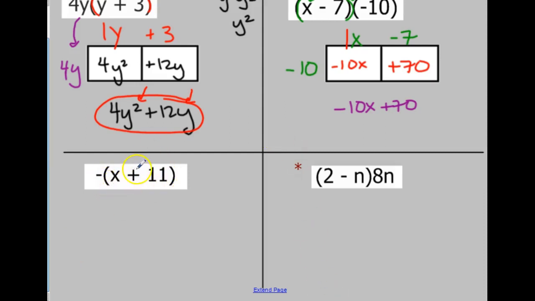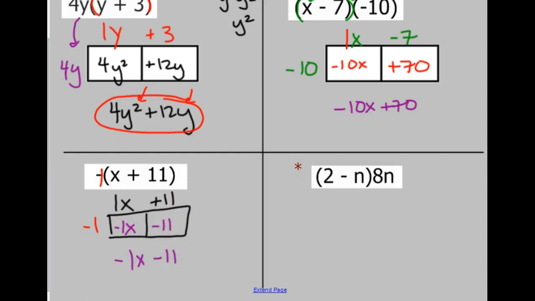Next one here, I didn't draw the boxes for you. You're going to have to draw your box on your own. Our classroom on the top here is x plus 11. That's what's inside our parentheses. That's really 1x. And our teacher is a negative, but she's really hiding her one. It's really a -1. So we're multiplying 1 times -1. That gives us a -1 with the x. And then -1 times 11 is -11. We're not adding, we're multiplying. So our answer is -1x minus 11.